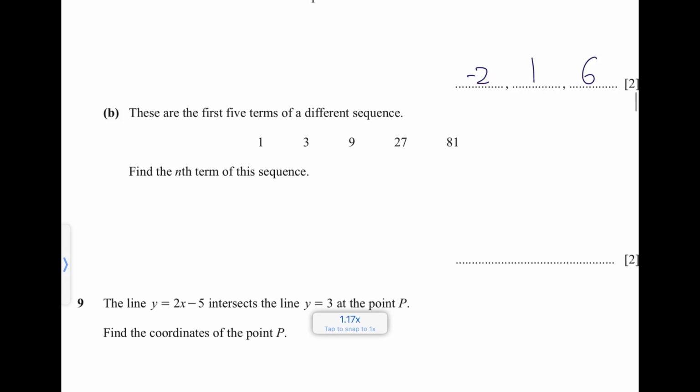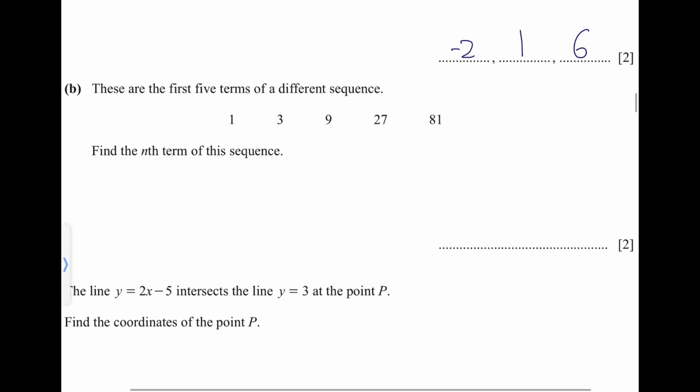Okay, now here it says that these are the first 5 terms of a different sequence. Find the nth term of the sequence. So this is basically a geometric sequence where you're multiplying every time by 3. If you can see, times 3, times 3, times 3, times 3. So for this, the equation is often in the format that, first of all, 3 being raised to n minus 1.